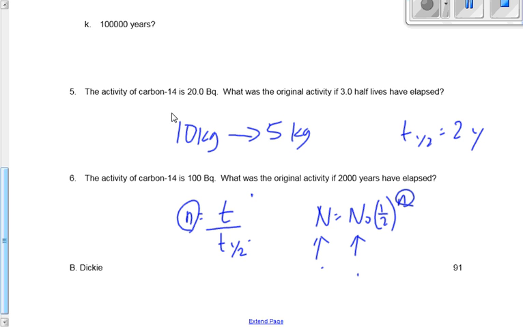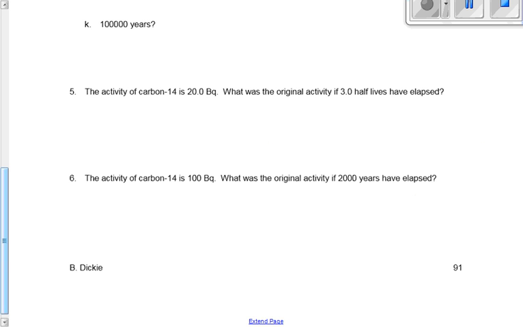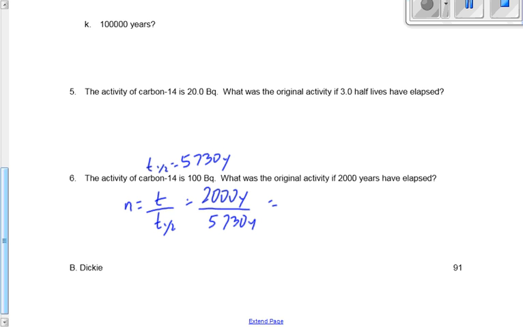All right. The first homework question that you asked to go over was question number 6. It says the activity of carbon-14 is 100 becquerel. What's the original activity if 2,000 years have elapsed? You have to know the half-life of carbon-14 for this, but that was given to you in a couple of other questions: 5,730 years. We can find little n, the number of half-lives, by simply saying t over t 1/2. So it's 2,000 years divided by 5,730 years.